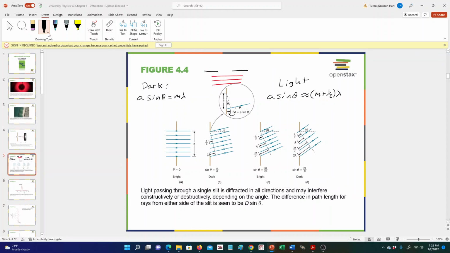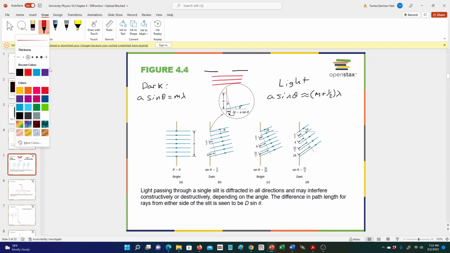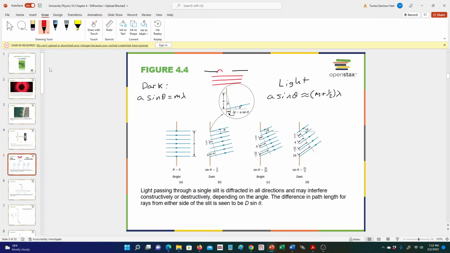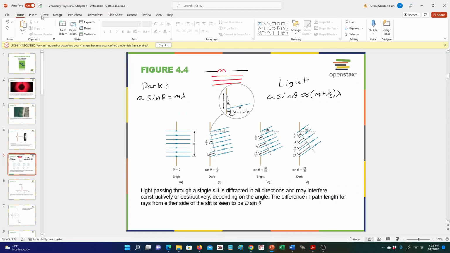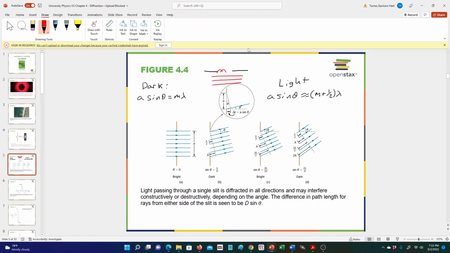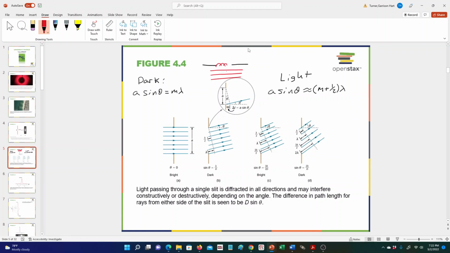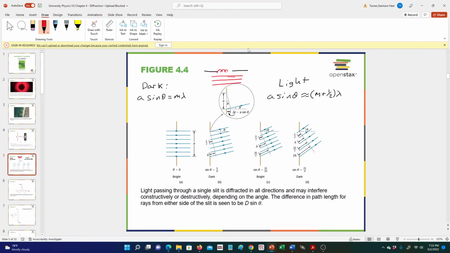And then on the other side, each of these is its own spherical wavefront. And so each of these has a vector that's pointed this way.